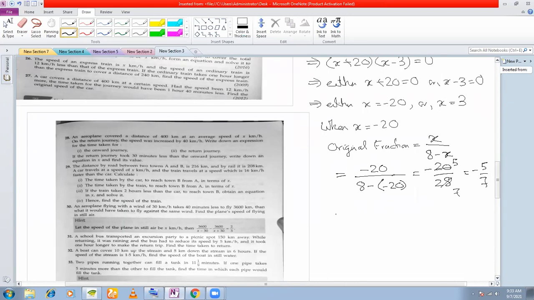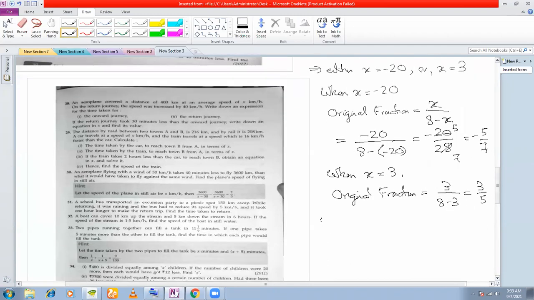This fraction, when x is equal to 3, original fraction is 3 divided by 8 minus 3, which is 3 by 5. Hence, the original fraction is either minus 5 by 7 or 3 by 5. That's it. That solves the question. So I'll stop here then.